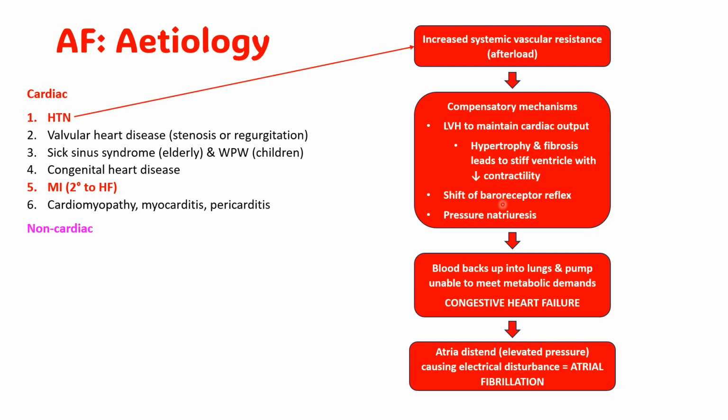You also get a shift of the baroreceptor reflex, pressure natriuresis, other compensatory mechanisms to try and lower the blood pressure. However, you get blood backing up into the lungs, and the heart, the pump, is unable to meet the metabolic demands of the body. This is known as congestive heart failure, and essentially the atria distend, very important word, distend, because of the elevated pressures, causing disturbance to the heart's electrical pathway, and essentially the result is atrial fibrillation.